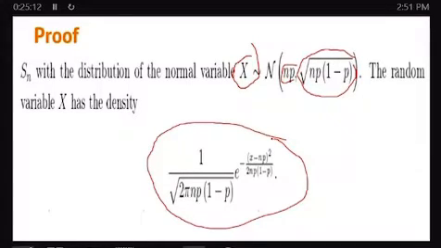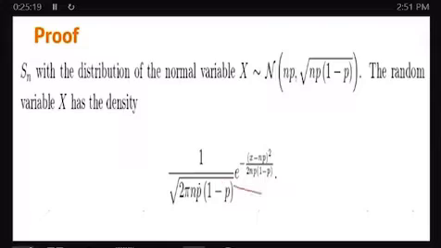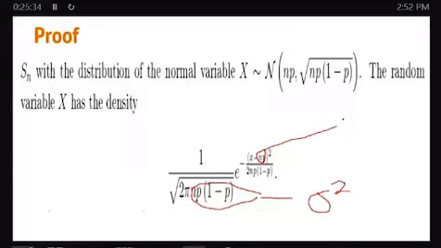You remember in the normal density, this guy here is sigma squared, right? This guy here, np, is going to be mu, if you know the normal density. And this guy here is the sigma squared. Take a look at that.